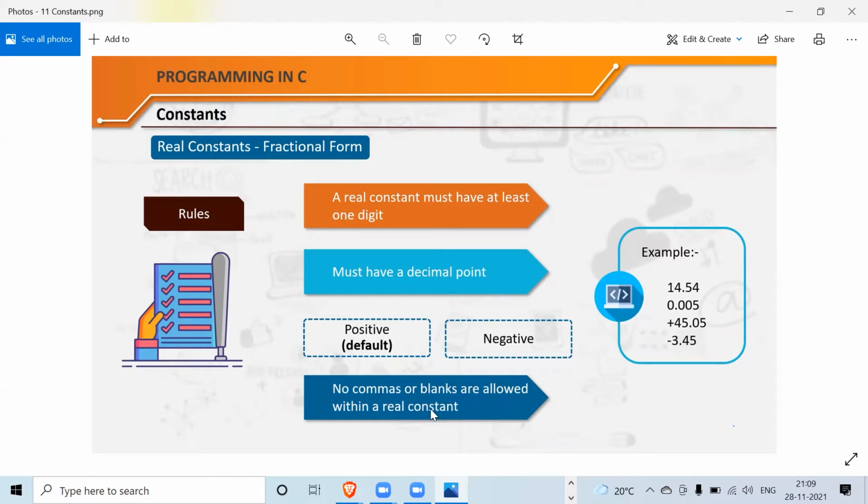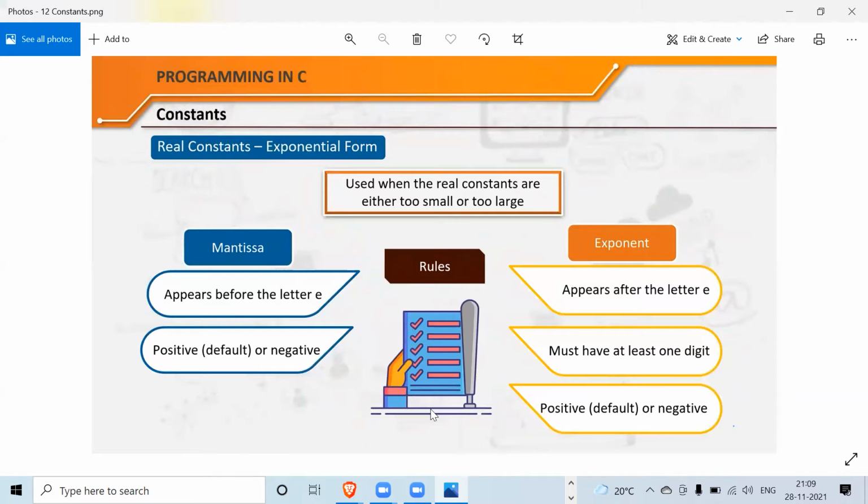Okay. So now, we come to the exponential form of real constants. Now, exponential forms are used when you want to represent either a really big number or a really small number. Either you are trying to represent a really big number in a short form, or a very small number. So I will just show you what the things are here.